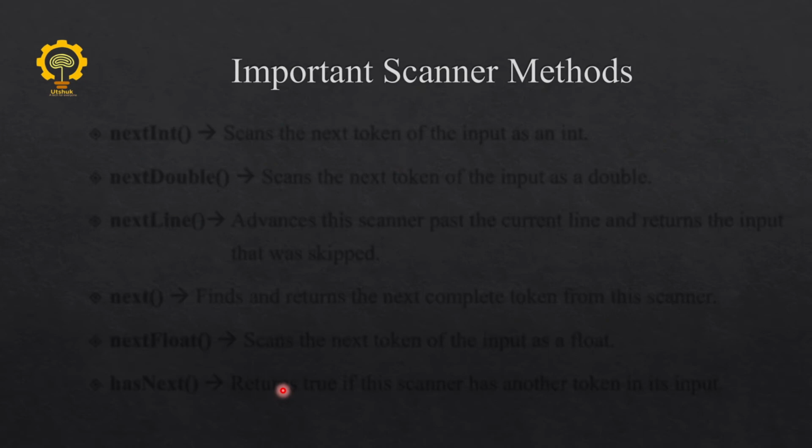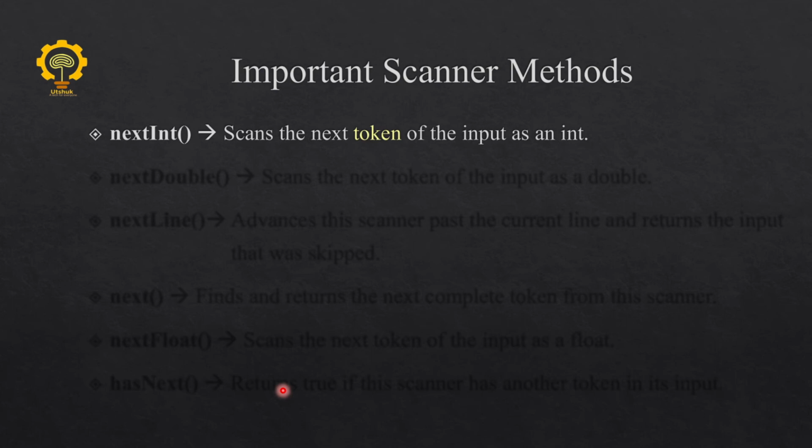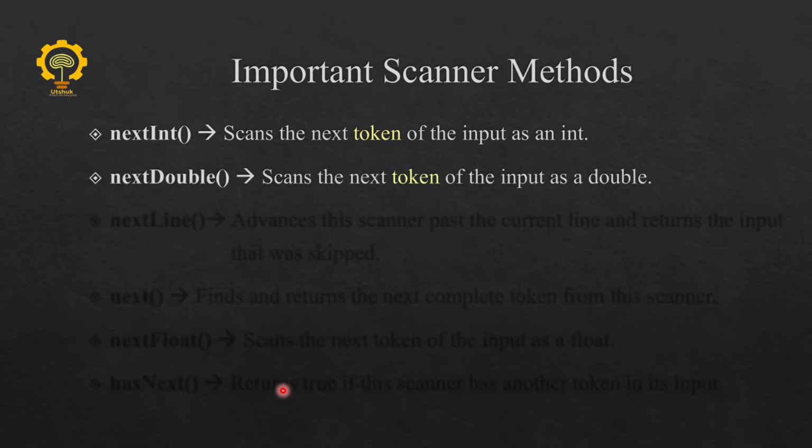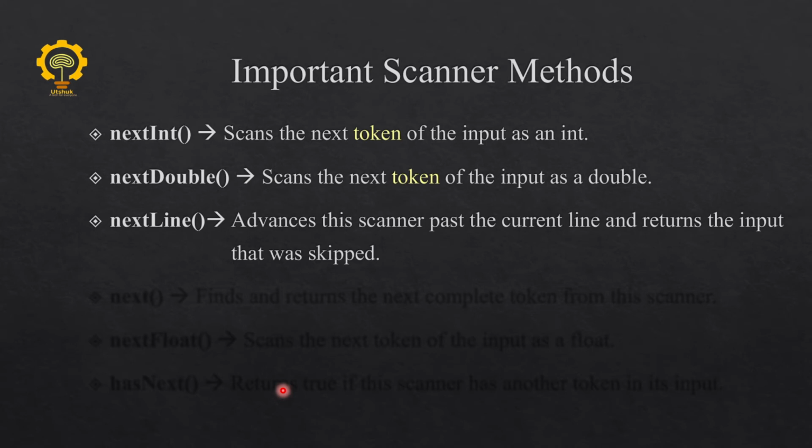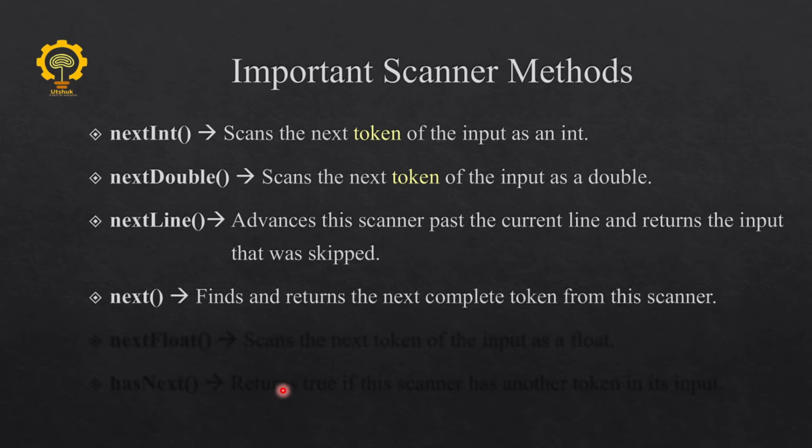Let's look at some of the important scanner methods. nextInt: we use this method if the user wants to give the input as an integer value. We use nextDouble if the user wants to give the input as a double. For the string there are two methods, nextLine and next. We can use any of them.